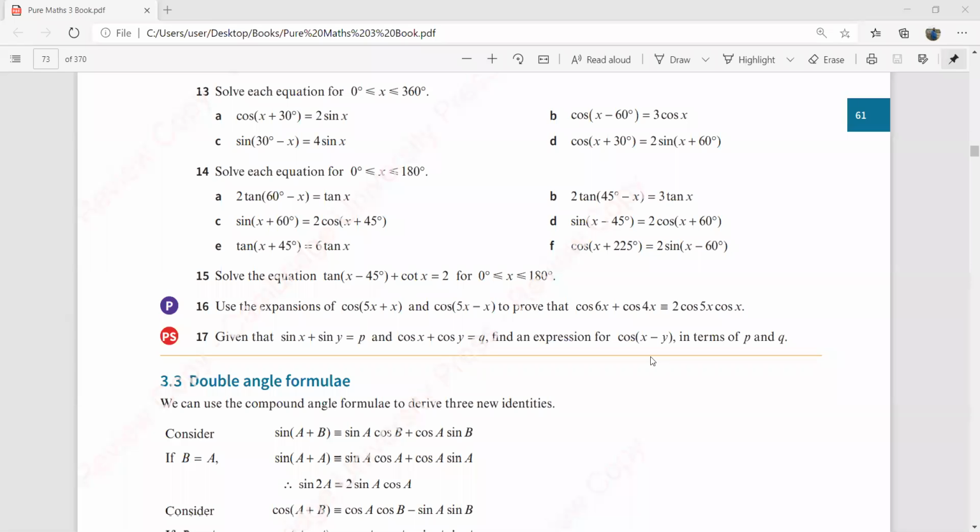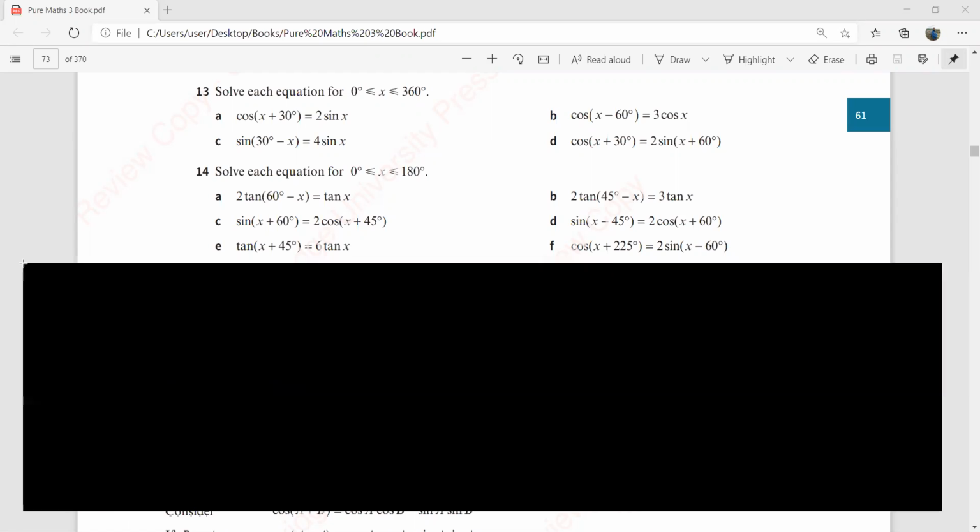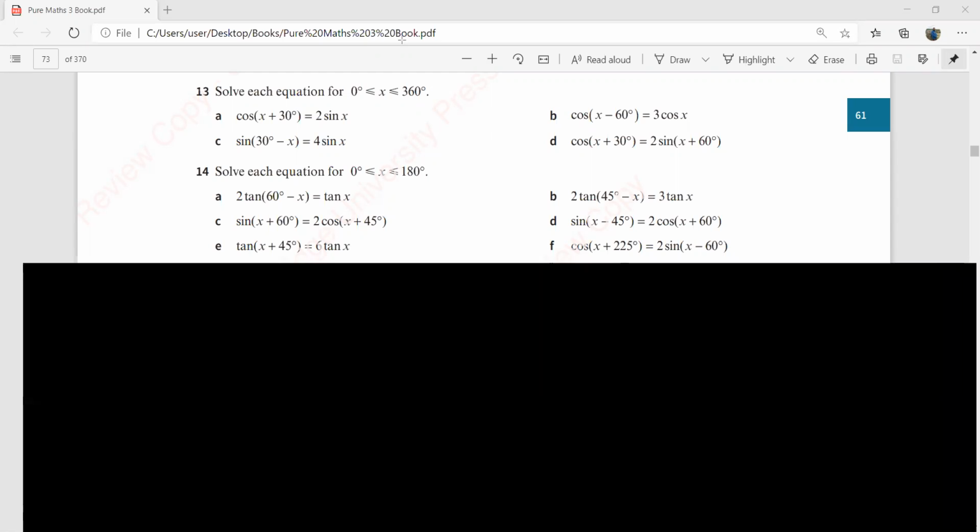These questions are related to trigonometric equations actually. We shall be solving these equations using these newly learned double angle formulas. Let me have some space for this working, and then we can start these questions. So here we are, guys.